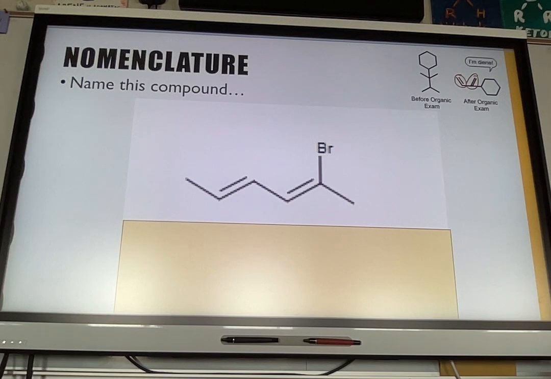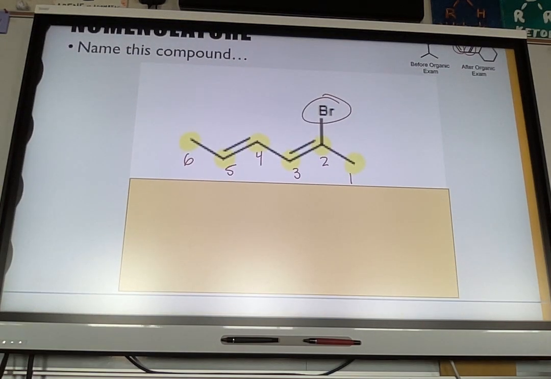So don't forget, when you're dying, you need twice as many. So again, we'll count carbons: 1, 2, 3, 4, 5, 6. Numbering 1, 2 would give us the double bond. In this case, we're also going to try to keep the bromine as low as possible. So 1, 2, 3, 4, 5, 6, so that the bromine also gets a 2, because you see how the double bond could also be 2.